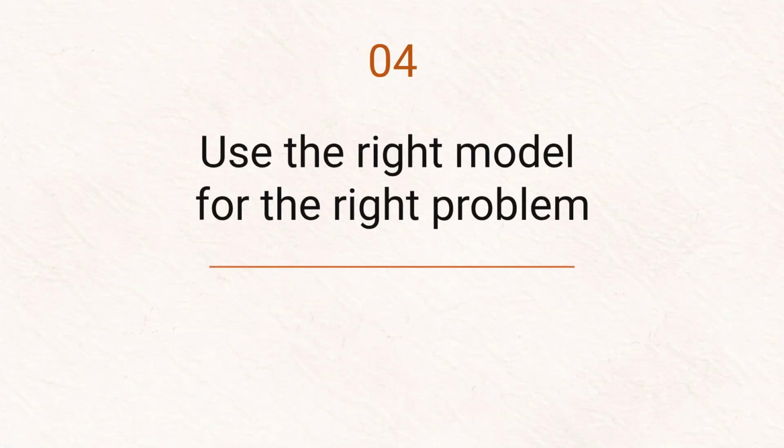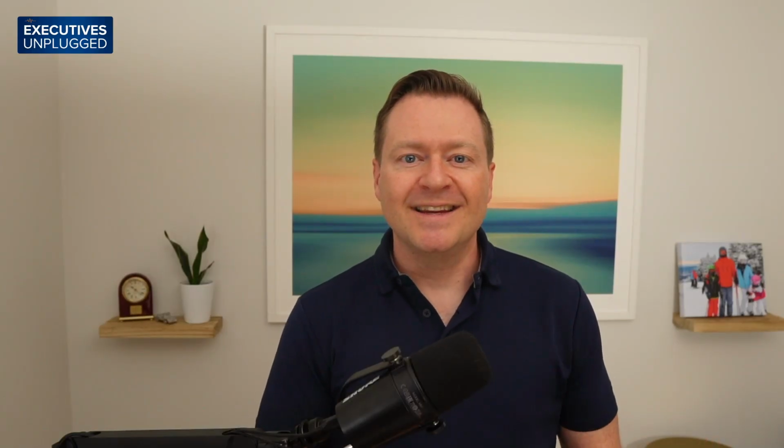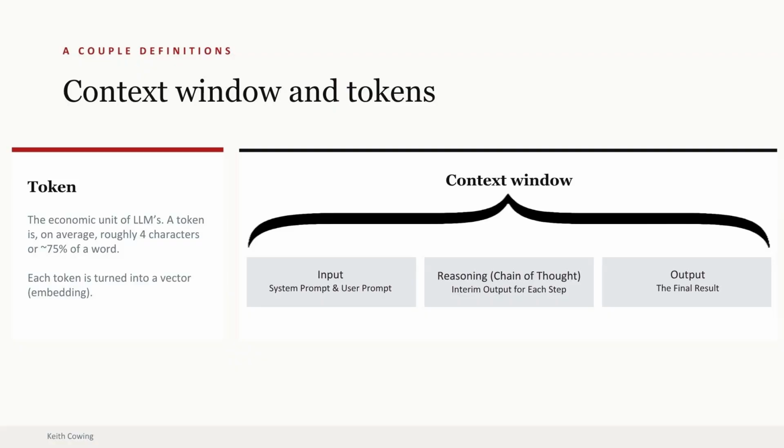Number 4, use the right model for the right problem. One concept we'll introduce here is the context window. So first of all, a token is the unit of economics in LLM world. Every piece of information, let's say you have a document, will get chunked into little pieces. And those little pieces are tokens.